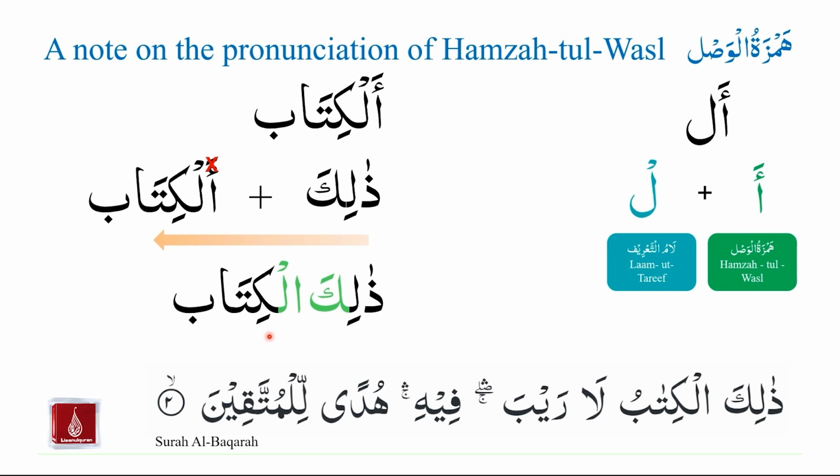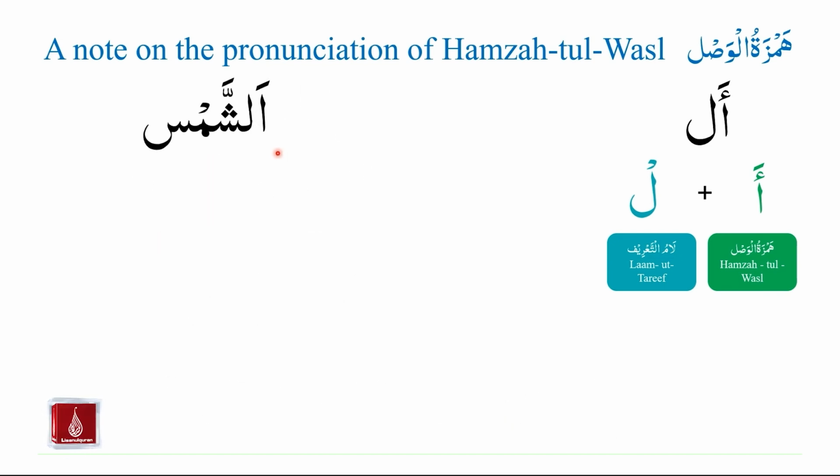A very good example is from the Quran. Allah subhanahu wa ta'ala says in Surah Al-Baqarah, ayah number 2, Zalikal Kitabu la rayba fi. Over here, Al-Kitab has the harakat from Hamzatul Wasl removed. We are left with an alif, and we have Zalikal Kitabu, rather than Zalika Al-Kitab.